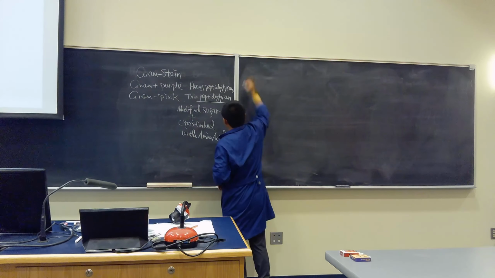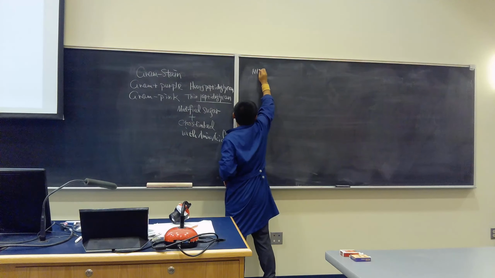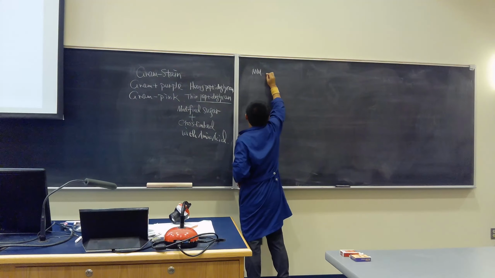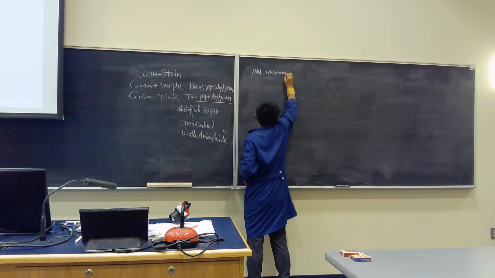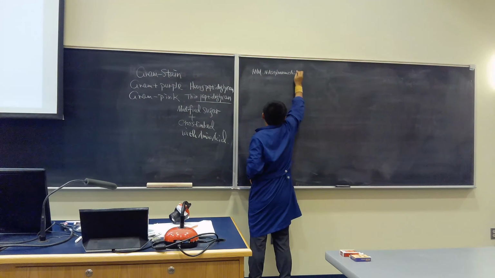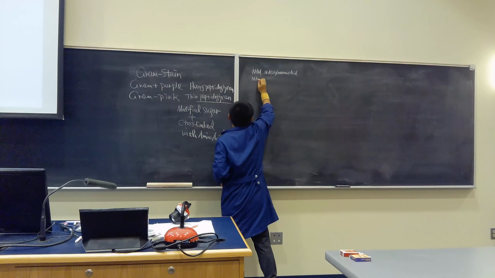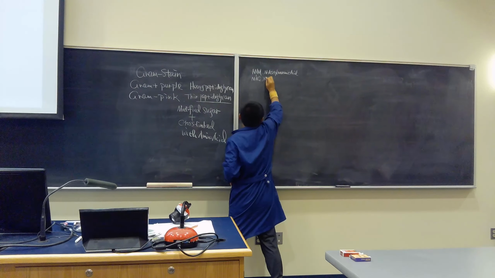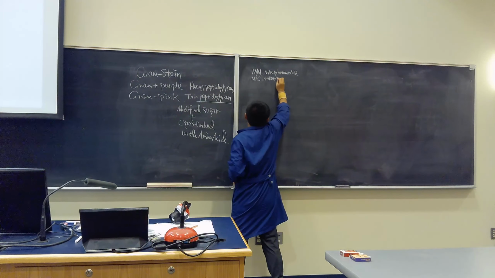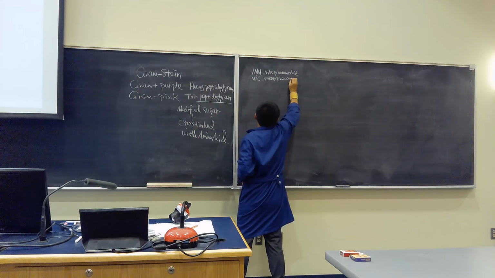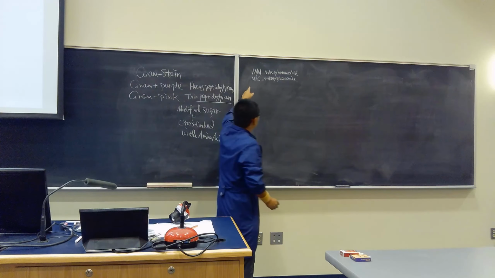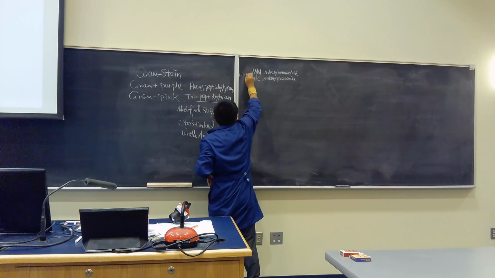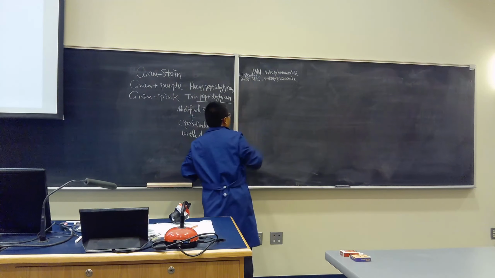The modified sugars are basically two, which is NAM. That is N-acetylmuramic acid, and it is linked with NAG. What is NAG? N-acetylglucosamine. They actually link with each other. And they link with each other using 1,4 glycosidic bonds. That's a key thing I will show you.